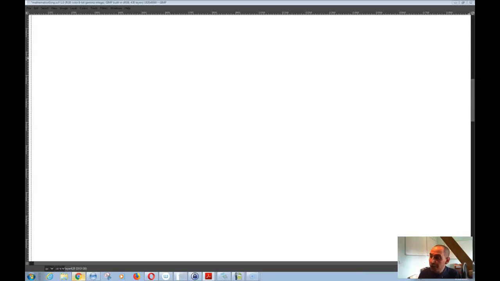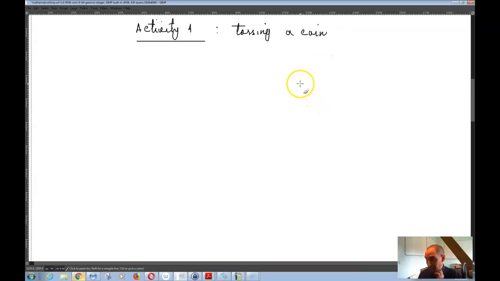Okay, so in activity number 1, we were just simply tossing a coin. We tossed the coin 10 times, and we noted down the number of times a head or a tail came up. Then we recorded our observations in a table: the number of times the coin was tossed, the number of times heads came up, and the number of times tails came up.